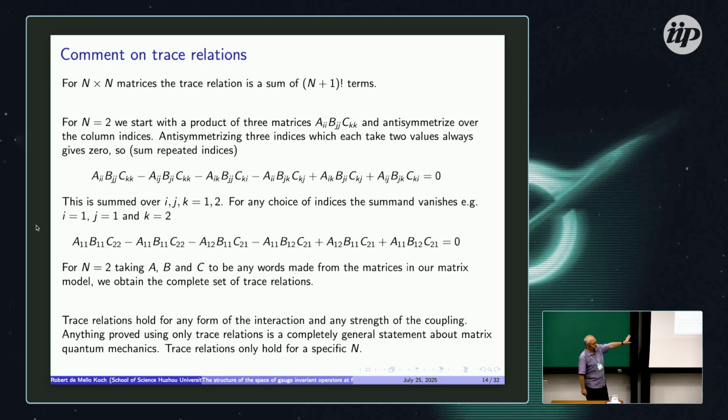The fact that you can get the complete set of trace relations for multi-matrix models in this way was proved rigorously by mathematicians in the mid-70s. It appears in a paper by Claudio Procesi. So the trace relations don't depend on anything in the dynamics except for n. So it's very important that you specify what n is, and the trace relation changes depending on what value of n you go to.